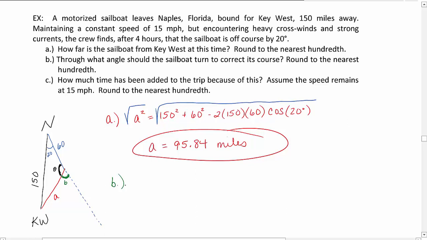Now that we know side A, we can just do law of cosines. We'll start with the side opposite the angle we're looking for, and we're looking for theta, so we're going to start with 150. 150 squared equals 60 squared plus 95.84 squared minus 2 times 60 times 95.84 times cosine of theta.